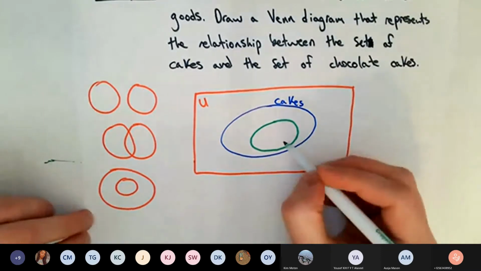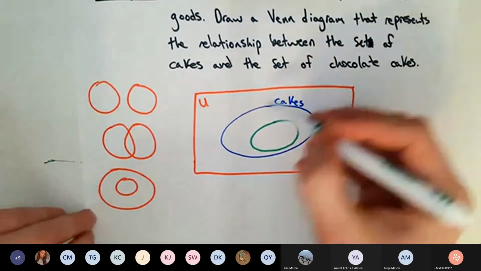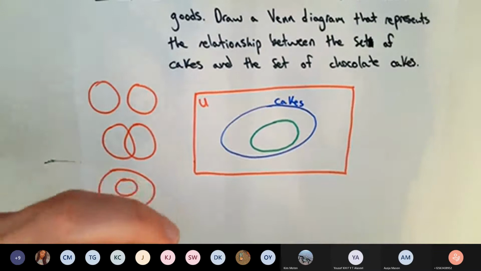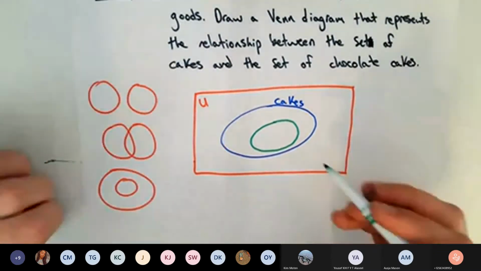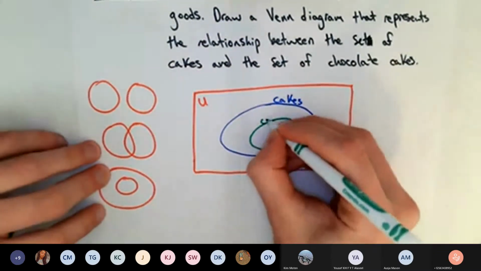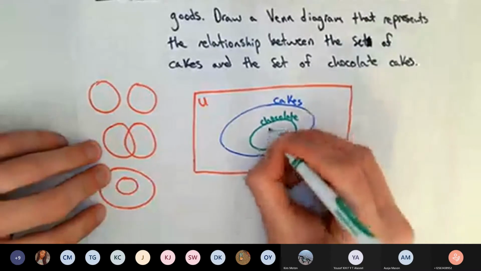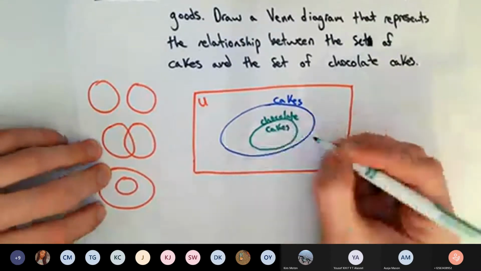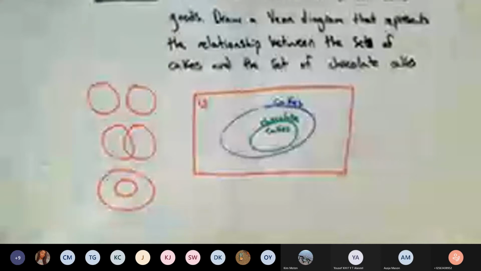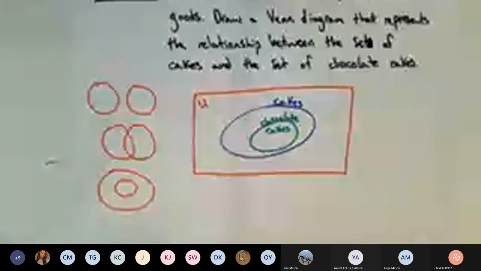And if you are a chocolate cake, then you are surely in the category of cakes, right? This set is completely contained in the other set. I'm going to run out of room, but I'm going to say that's chocolate cakes. Chocolate cakes, completely contained in the other.